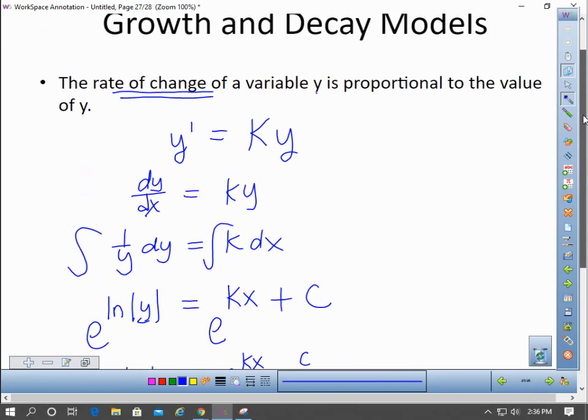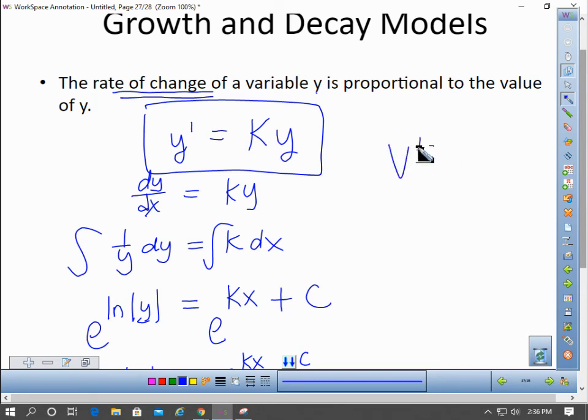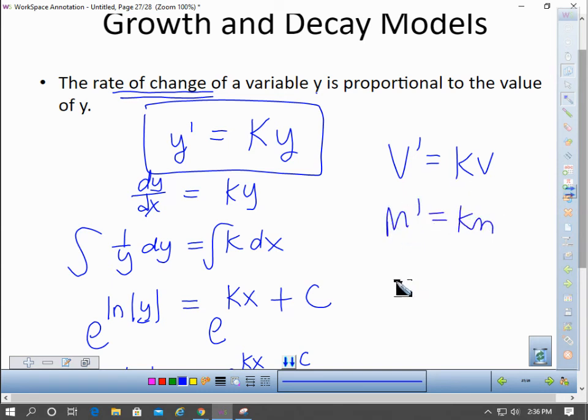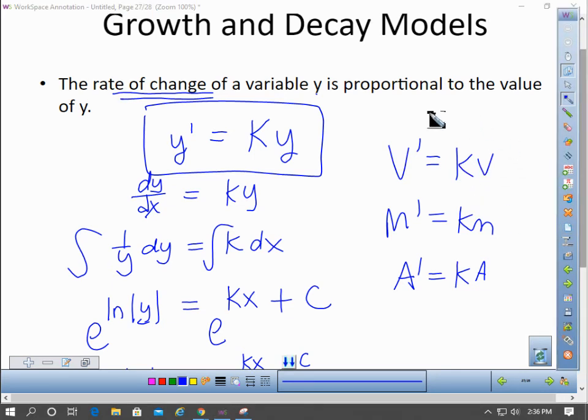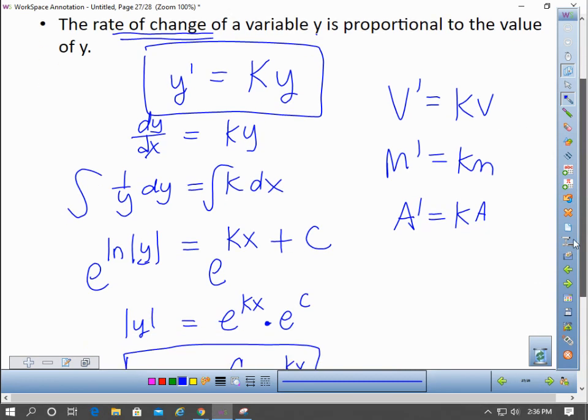So that means anytime you start with this equation, y prime equals ky, or it might be written v prime equals kv, as long as it's the derivative and then the same variable on the other side. So this could be m prime equals km, or a prime equals ka. As long as the variables match, you have your derivative on the left and then the constant times the function itself without the derivative. These are all the same equation, just with different variables, different letters.